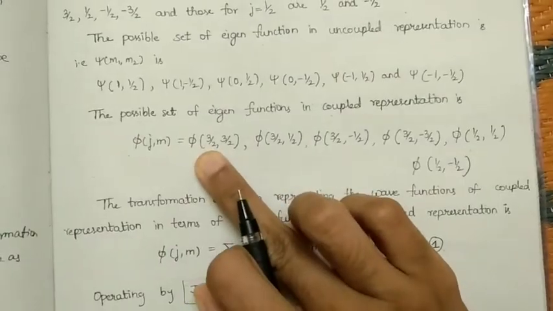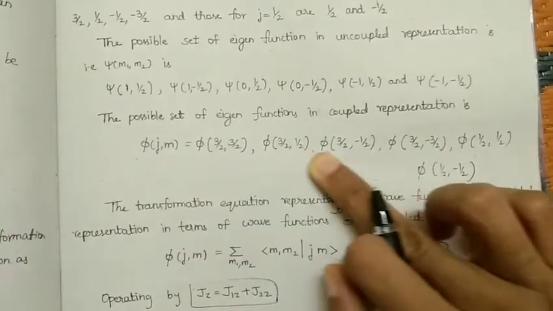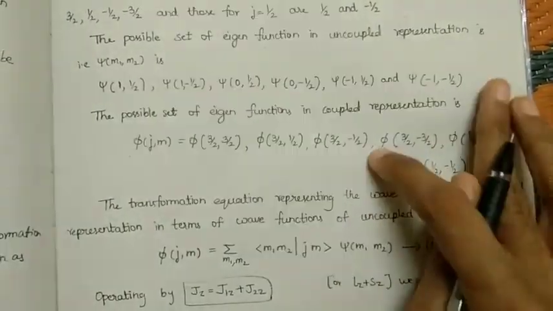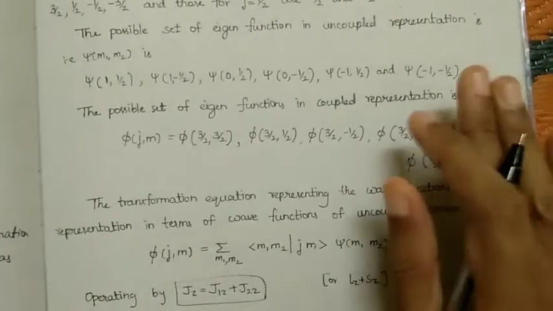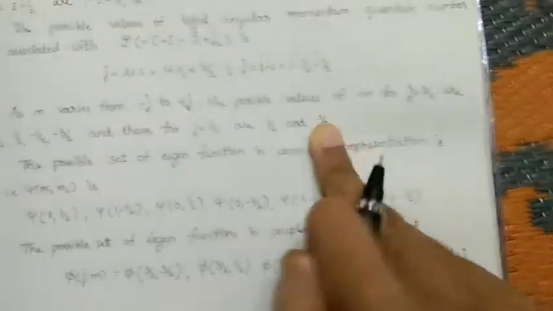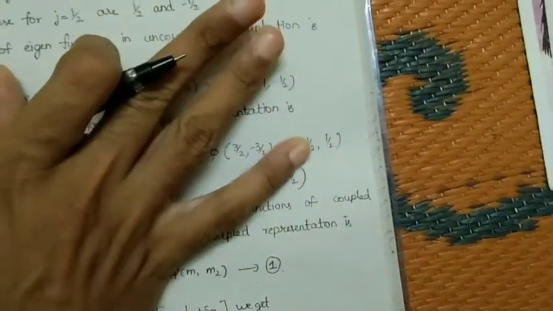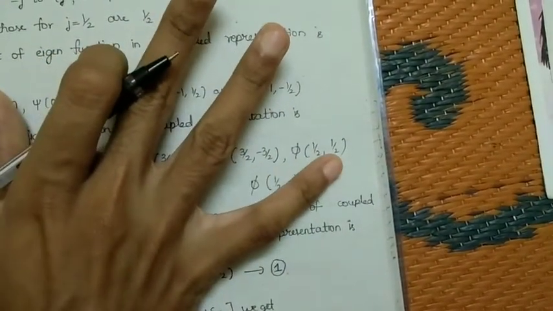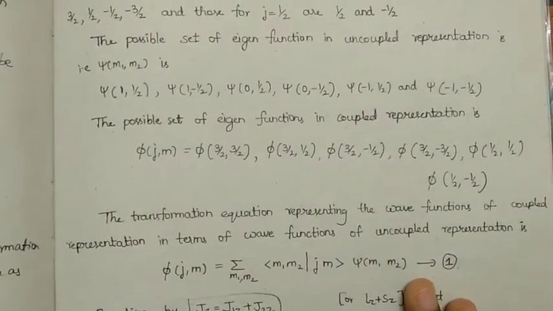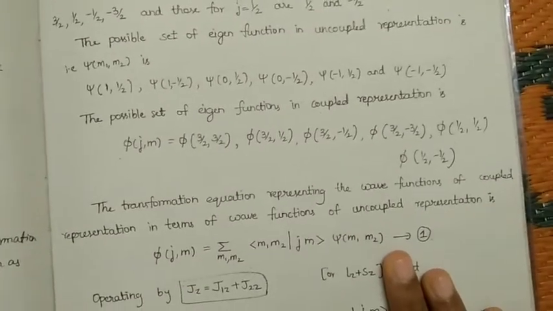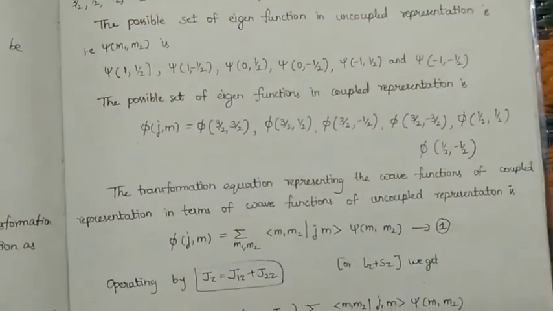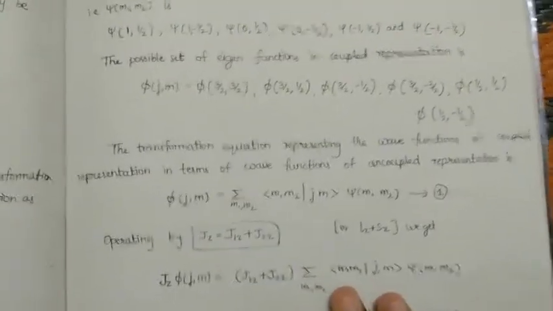For a given j of 3 by 2, we have 4 possible m values: 3 by 2, half, minus half, minus 3 by 2. And for a given j value of half, we have 2 possible m values, half comma minus half. So for the coupled representation also we are having 6 possible combinations, the eigenfunctions for the coupled representation.